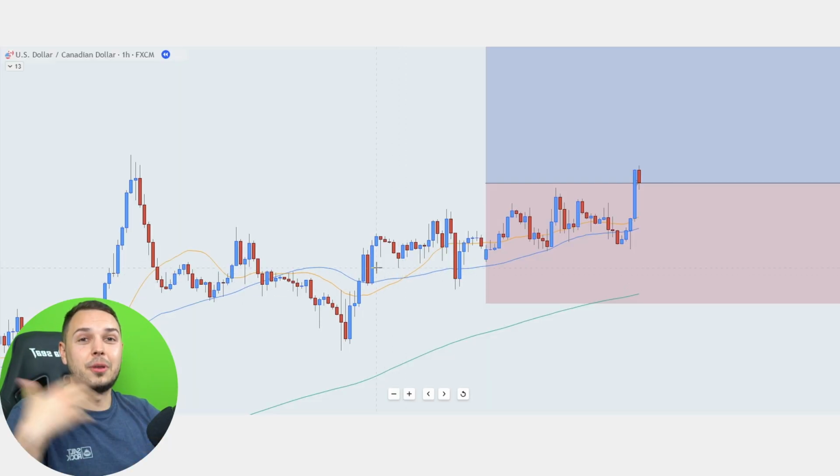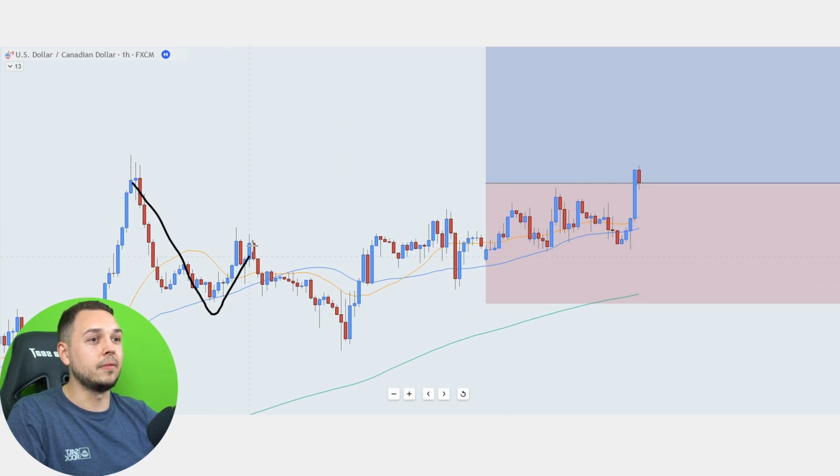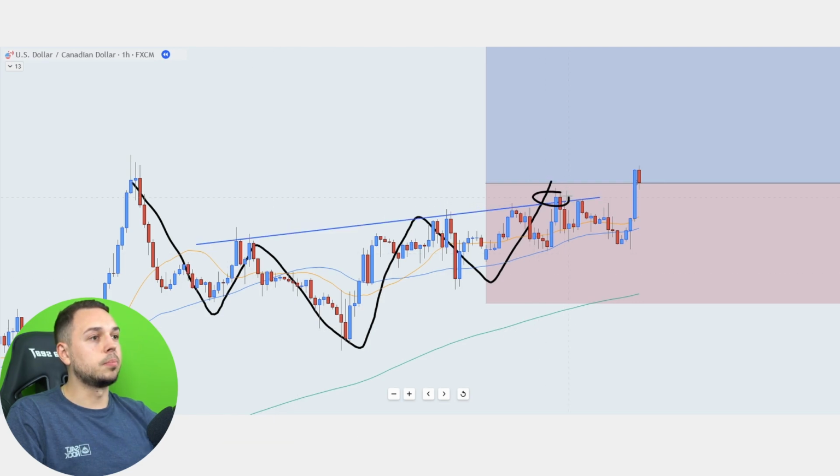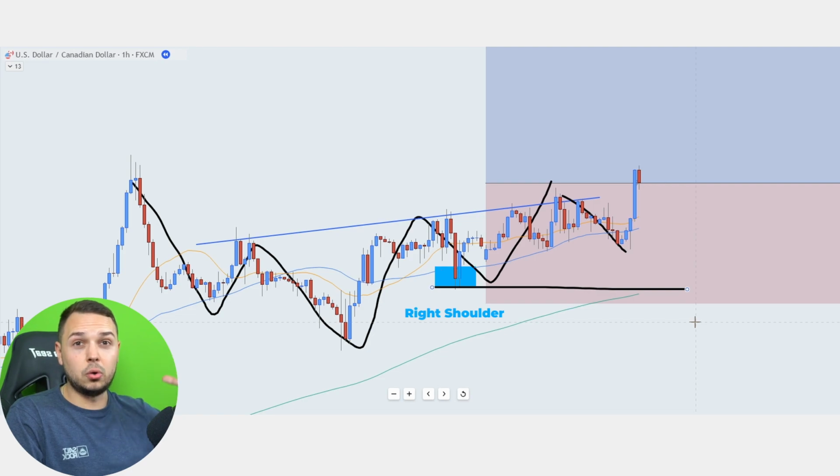Or you can head over to the 1-minute time frame and try to find some form of price action. So in this case, I have a slightly dodgy head and shoulders pattern just over here. It actually broke out here, had another pullback, but did not break the right shoulder. If it would have broken the right shoulder, this trade is invalid.